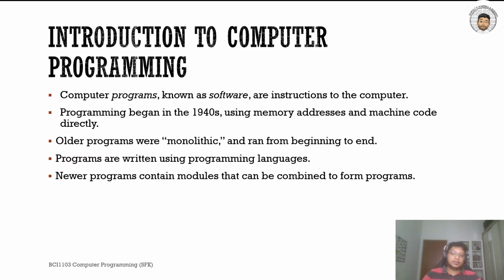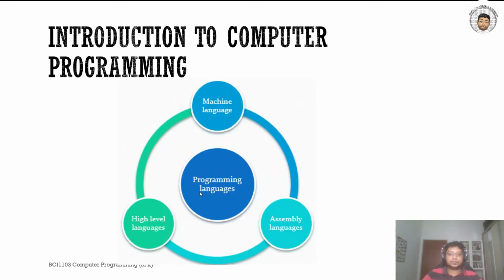We have a lot of types of programming languages. I will introduce some later. Some of the newer programs contain modules that can be combined to form programs. Usually this is what we call object-oriented programming. You can just combine certain blocks to become one whole program. These kinds of things are also available these days.